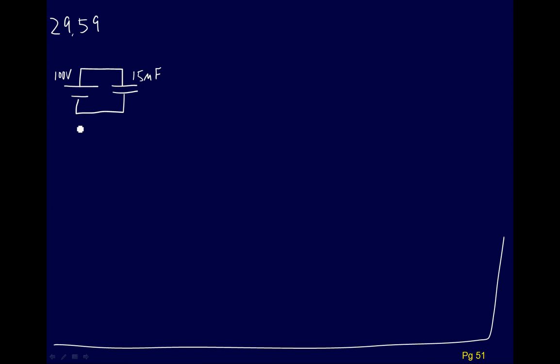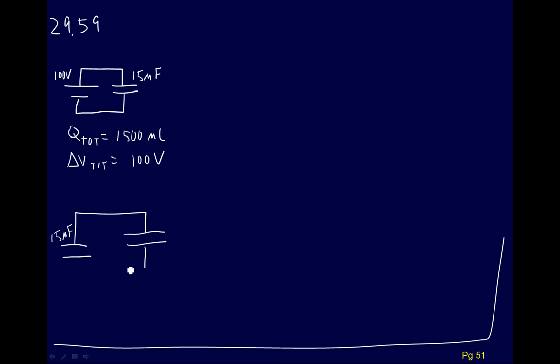So this capacitor charges up to have a charge. This is our total charge of 1500 microcoulombs, and it charges up to a total voltage of 100 volts. And then the switch connects our capacitor, 15 microfarads, to two other capacitors.